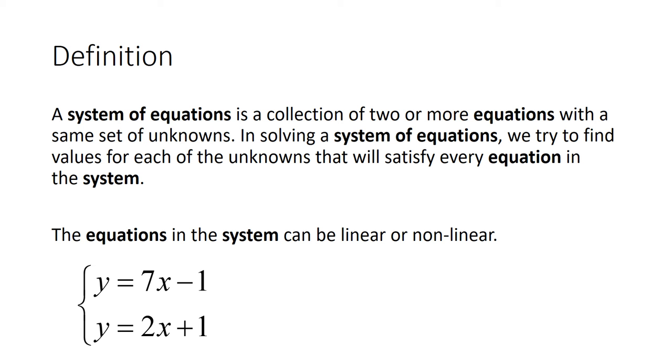A system of equations is a collection of 2 or more equations with a same set of unknowns. I'm going to go and let you finish reading this on your own. The equations in the system can be linear or nonlinear. We're going to be dealing only with linear equations. You'll get to systems of nonlinear equations as you progress through your mathematical career.